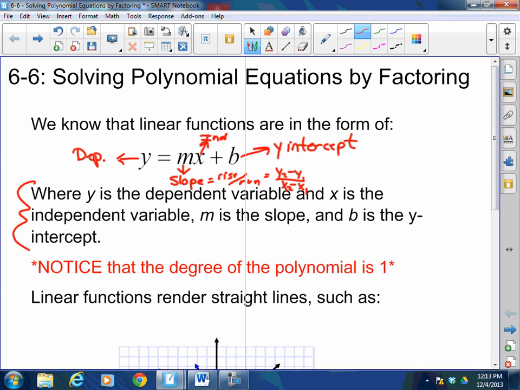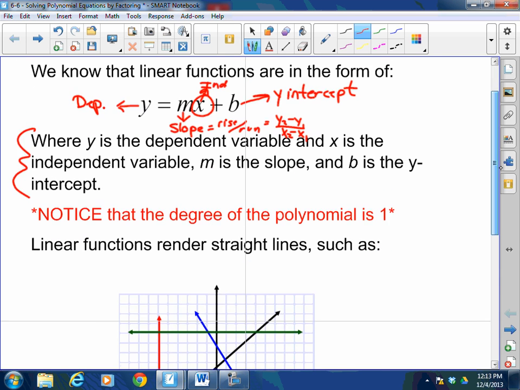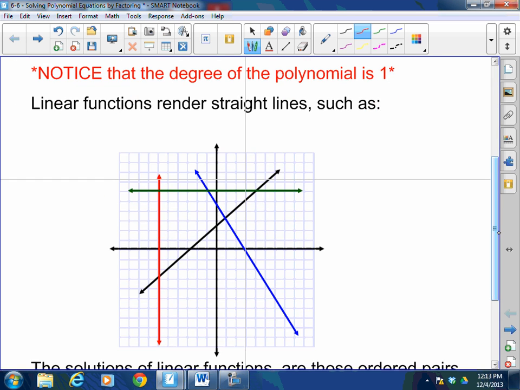We know that already. Notice, though, that the degree of the polynomial here is 1. The degree of x here is 1. When the degree is 1, it is linear. Again, all of this we know. And then I have a bunch of different linear equations here. And actually, I should make this proper graph by going x and y so you know what the graphs are.